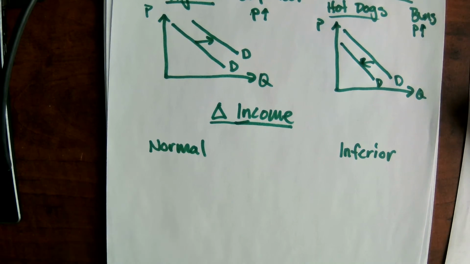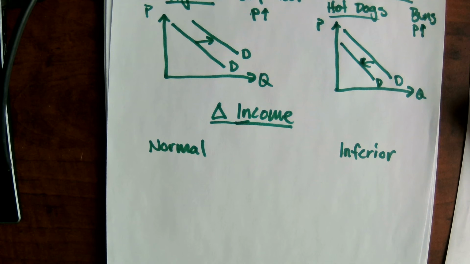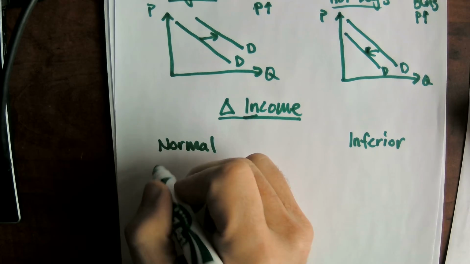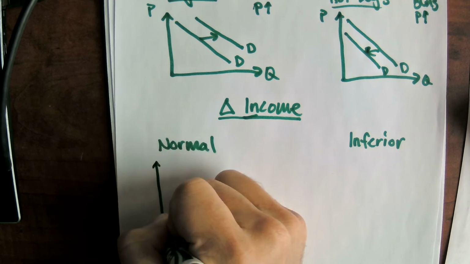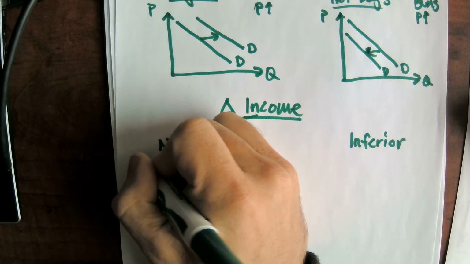The second thing we want to think about is how changes in income can affect demand. And you just think, well, that seems kind of silly. If I get more money, I'm going to demand more of everything. Actually, no, that's not true. The most common thing you think about is, I get more money. Let's just draw this under normal situations, so it's going to follow your logic.